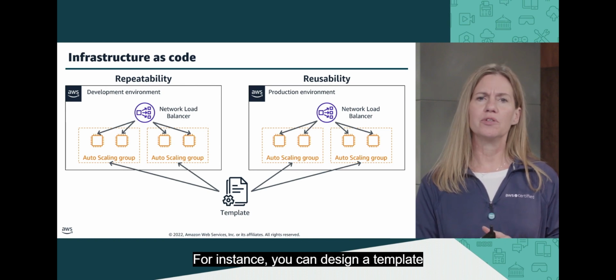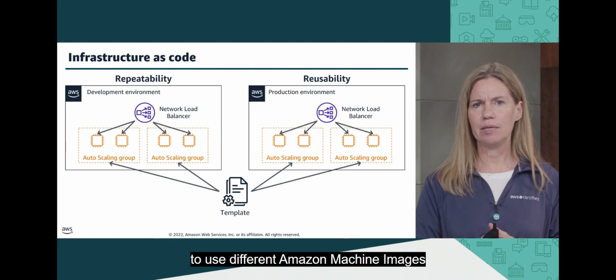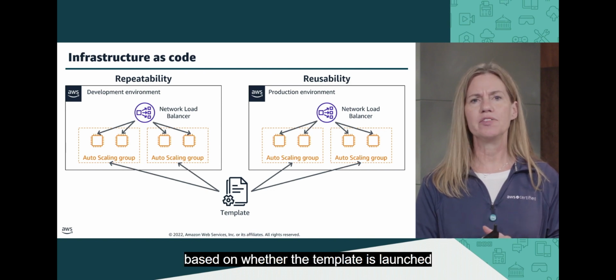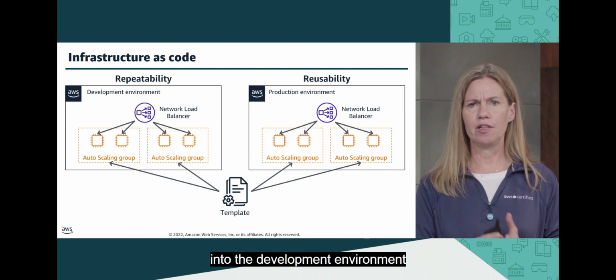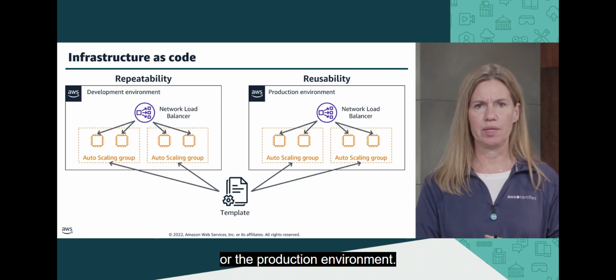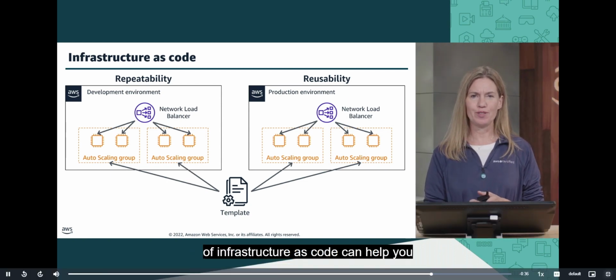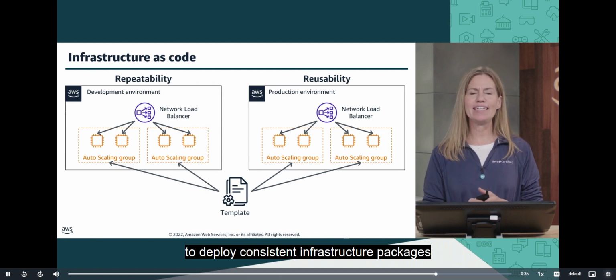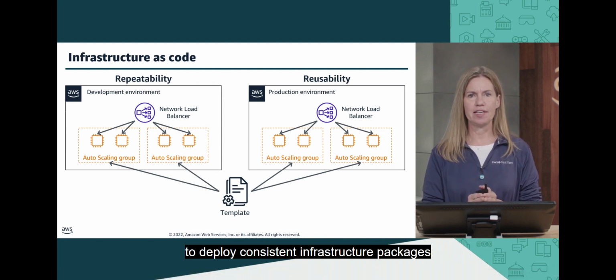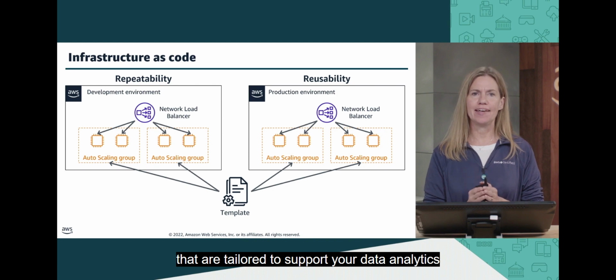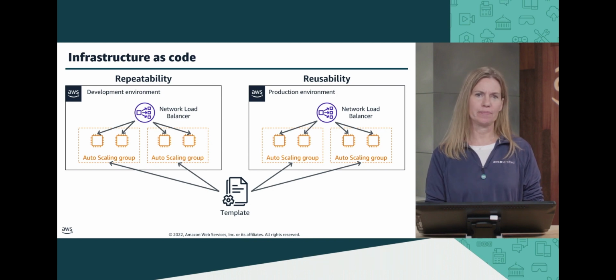For instance, you can design a template to use different Amazon machine images based on whether the template is launched into the development environment or the production environment. The repeatability and reusability benefits of infrastructure as code can help you to deploy consistent infrastructure packages that are tailored to support your data analytics and ML workloads.